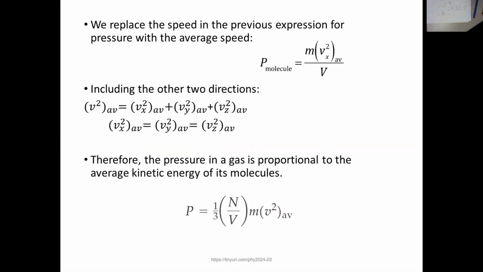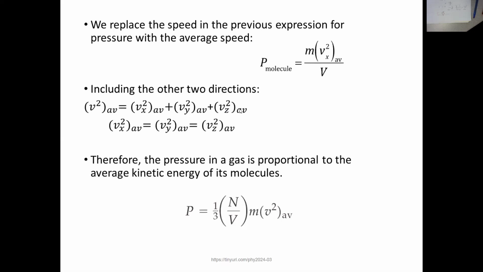All right, so in one of the equations we had a couple of slides back, the last one, two slides back, P of each molecule is equal to m vx squared average divided by V. In that case, we just looked at the velocity in the x direction, right? Now we should consider the other 2 directions as well, the y direction and the z direction.